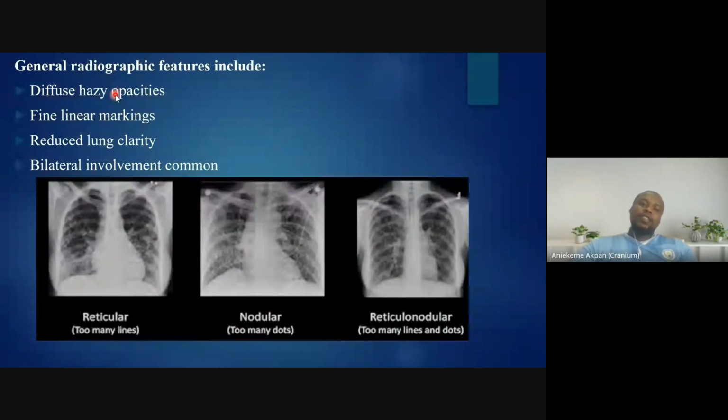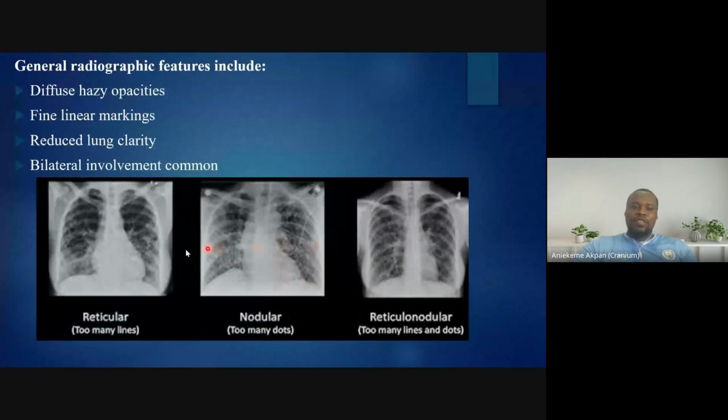So what are the general radiographic features of interstitial disease or patterns of lung disease? You will have diffuse hazy opacities. You can have fine linear markings. Take note of diffuse. Mostly it is always diffuse. We said that alveolar patterns are usually segmental or lobar. Rarely would they be diffuse. Very rare. If they are diffuse, that means of course that person is not taking in oxygen at all. So diffuse and hazy opacities, you can have fine linear markings, you can have reduced lung clarity.